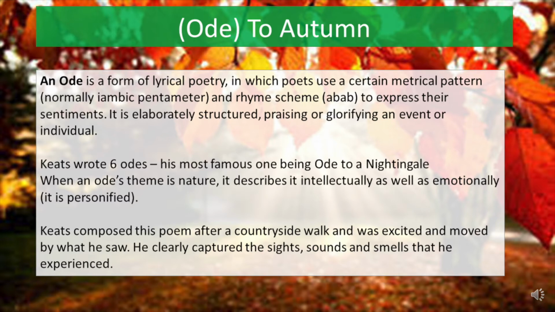And then this actual poem itself, it isn't actually called Ode to Autumn, it's just called To Autumn. He composed this poem after a countryside walk, and he was quite excited and moved by what he saw. And in the poem itself, he clearly captured the sights, the sounds, the smells that he experienced. So he used all his senses, the way that he felt about this particular season of the year.